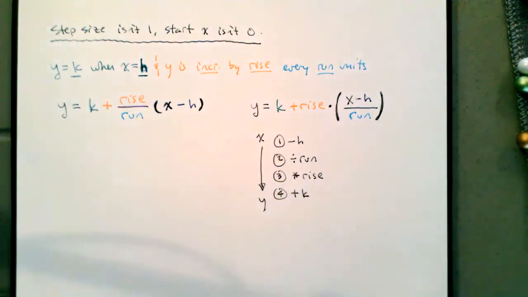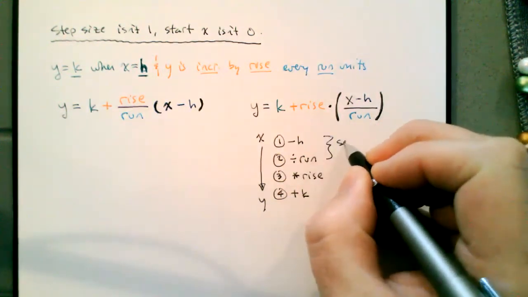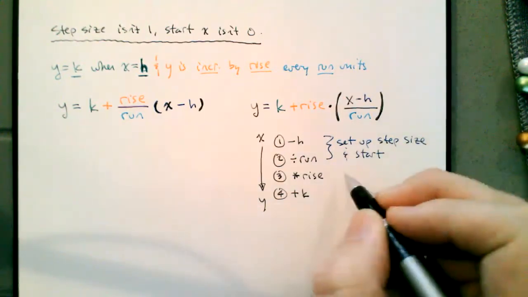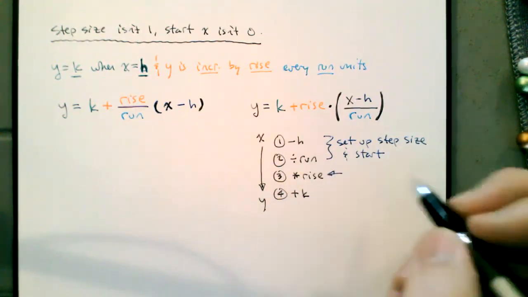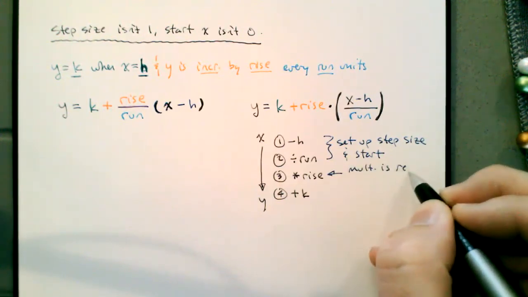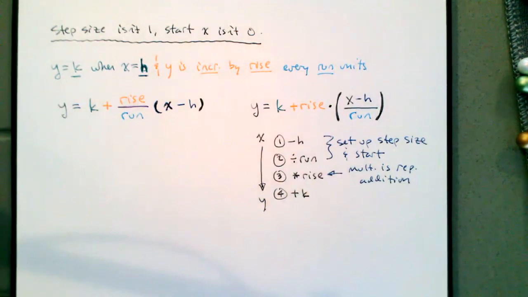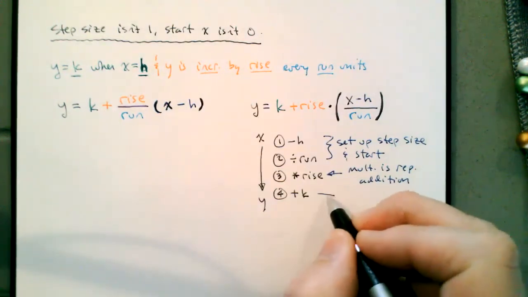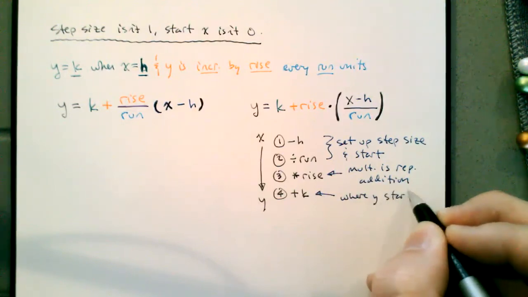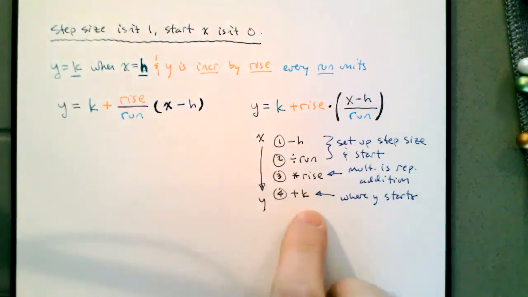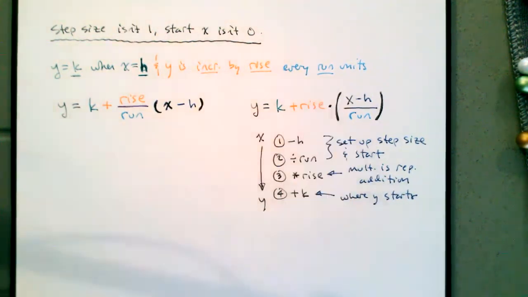So these first two lines are establishing the step size. Multiplying by the rise. Multiplication is repeated addition. And then this is where things start. If you recall, when we were practicing reading expressions, to read what the expression is doing, we read the expression backwards. So y starts off at k and increases by the rise a bunch of times, and then the rest is setting up the rise step. We divide by the run and subtract the h, which is the start.